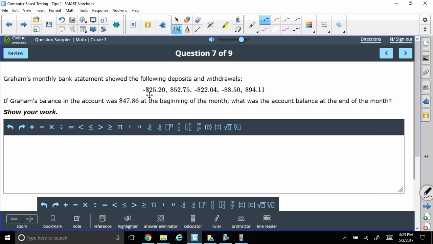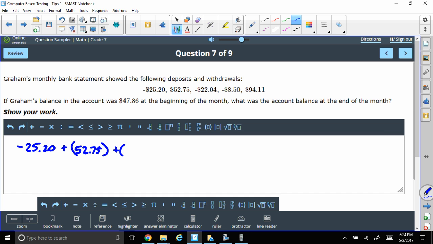So I see they have positive and negative numbers, and the balance in the account was $47.86 at the beginning of the month. So they want to know what's the account balance at the end of the month. Show your work. So we have to show our work in here. Now I usually would type all this stuff in here, but since you do have the use of scrap paper, let me just mention I'm going to use my calculator. So I'm going to take all these positive and negative numbers and type them in my calculator, because if you're not good with adding these balances, I recommend you use your tools.